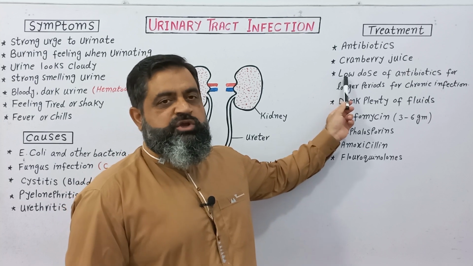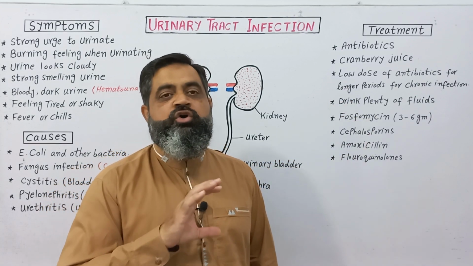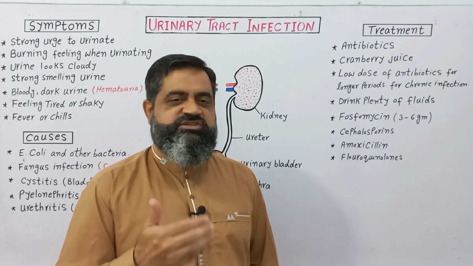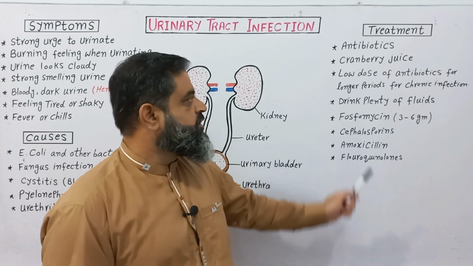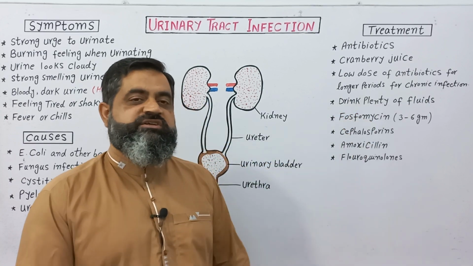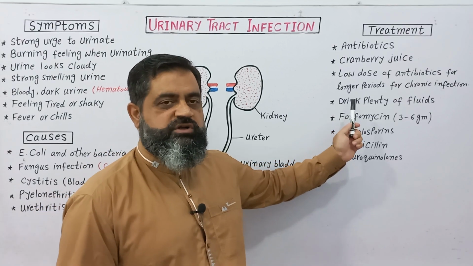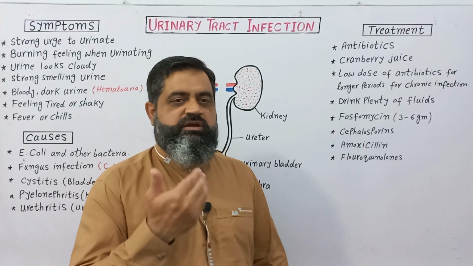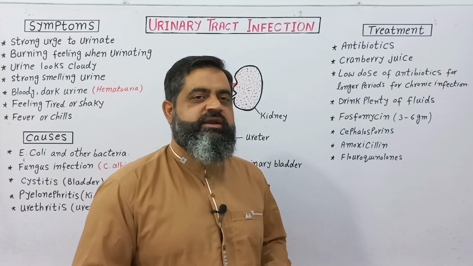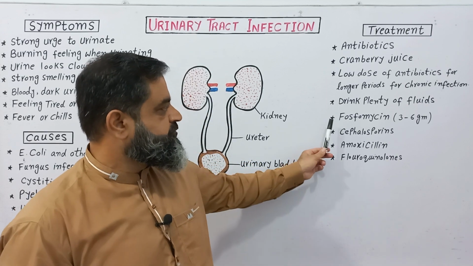If the infection has been cured, some physicians can also give you a low dose antibiotic for a longer period of time so that the infection cannot recur. So, a low dose of antibiotics for a longer period for chronic infection, so that the infection does not come back again. Drink plenty of fluids, juices, water especially, so that there is more emptying of the urinary bladder and there is less burning and pain in the urinary tract.